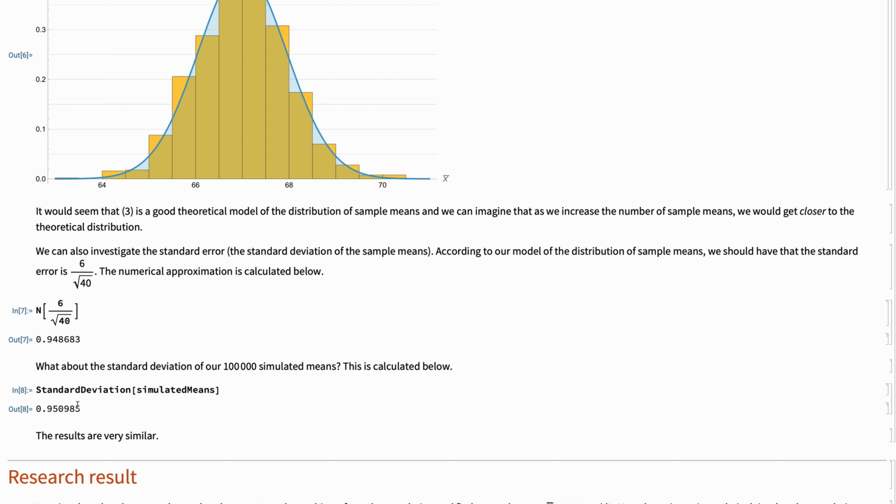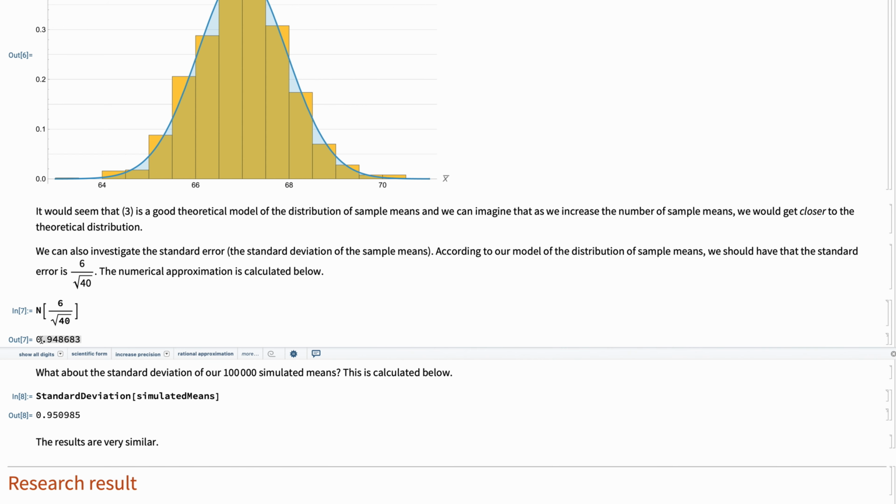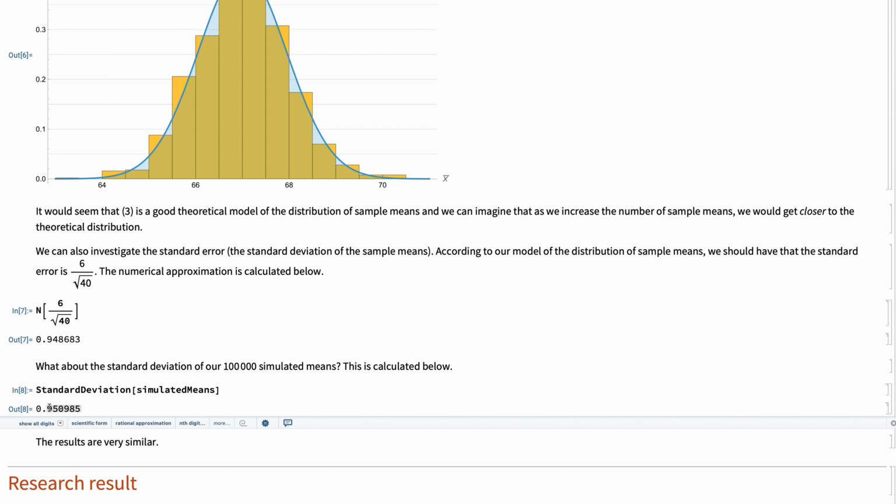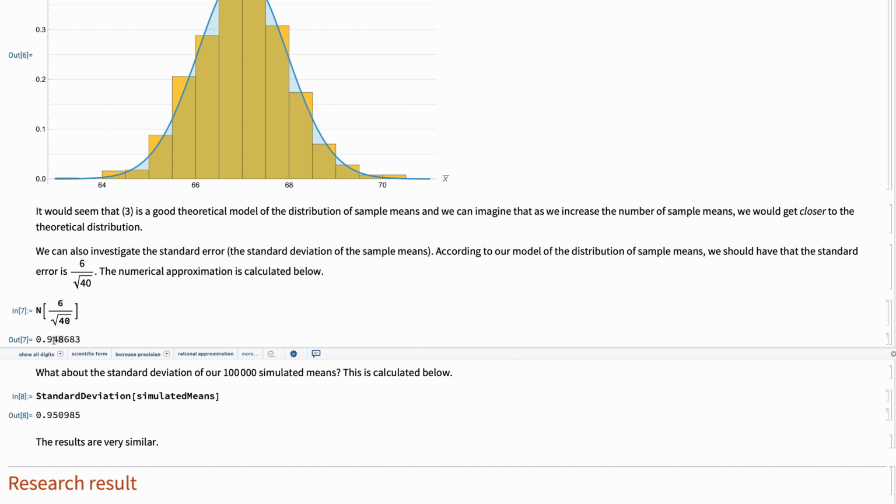Remember this theoretical distribution: using the central limit theorem, I should see a standard error of 6 divided by the square root of 40. And if I calculate 6 divided by the square root of 40, that's what I get, 0.948683. Now let me look at the standard deviation of my 100,000 simulated means, and look at that, 0.95. If I round that down, that will also be 0.95. Look how close that is.